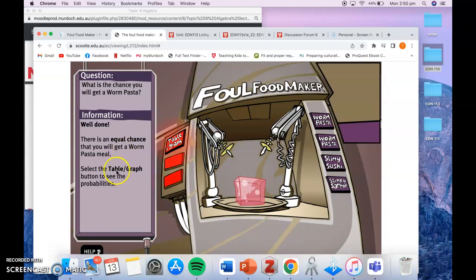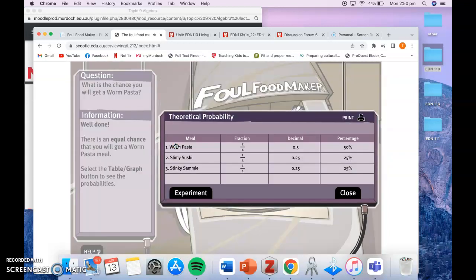Then next you select table and graph, probability. So it gives you the stats. It's the worm pasta because there was 2 out of the 4, as a decimal and a percentage, and the 2 other meals are a quarter chance each, or 0.25 or 25%, of getting those ones.